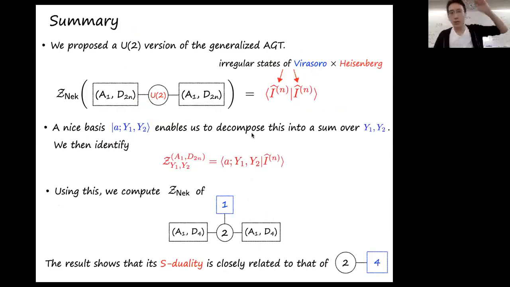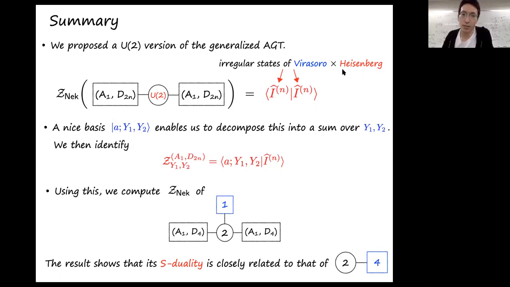So thank you. Let me summarize my talk. Today I introduced a U(2) version of the generalized AGT that we propose in our work, and that's basically given by this equation. The Nekrasov partition function of this guy is conjectured to be given by this inner product. This is an irregular state of Virasoro times Heisenberg algebra, and N is this N. This inner product is easily decomposed into a sum over pairs of Young diagrams because of the nice basis, this guy, of the Virasoro times Heisenberg module.